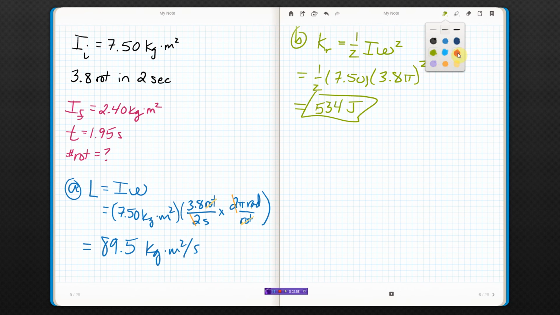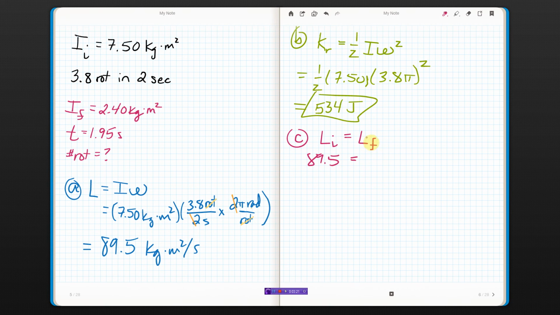There's actually 2 steps we have to do here. First off, when an ice skater pulls their arms in, they're just on ice. There's no outside torque from friction or anything. So momentum has to be conserved. That means the momentum I start with has to equal the momentum I finish with. I already know what momentum I started with: 89.5.